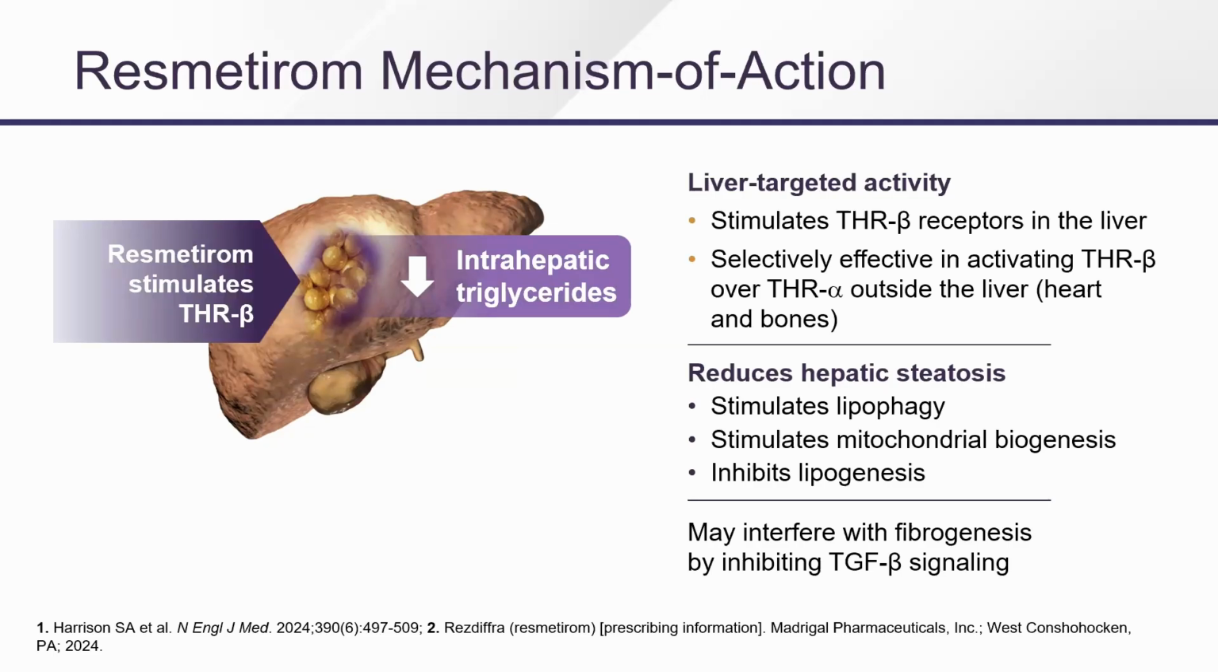So what resmetirom does, it basically treats local hypothyroidism in the liver. Treating local hypothyroidism in the liver decreases intrahepatic triglycerides, it decreases fat load in the liver, it decreases inflammation in the liver, and decreasing inflammation in the liver decreases fibrosis in the liver. So a more fancy way of saying that, it stimulates lipophagy, it stimulates mitochondrial biogenesis, it inhibits lipogenesis, and interferes with fibrinogenesis by inhibiting TGF-beta signaling. So this is the mechanism of action.